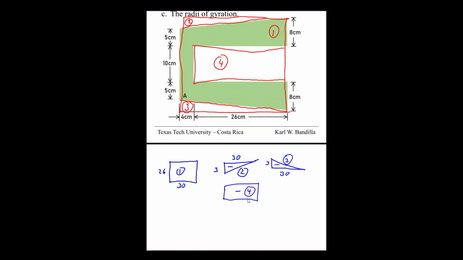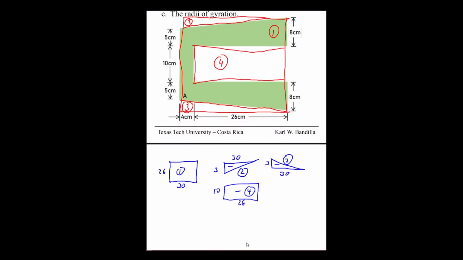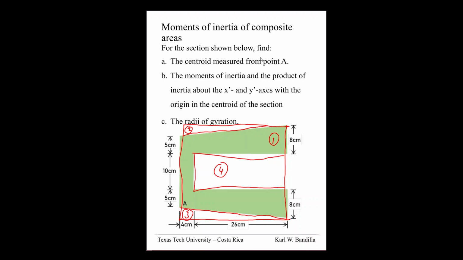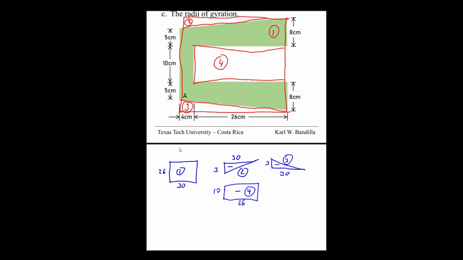Negative. It's 4, and it should be 26 by 10. It says everything exactly there. 26 and 10. Excellent. And now we can start finding where our centroid is. Now it's asking for the centroid from point A, but based on our overall setup, I think we'll do it from this corner down here. So we'll start counting everything from the corner down there, and then we can convert it after all. I'll just translate it to be there.